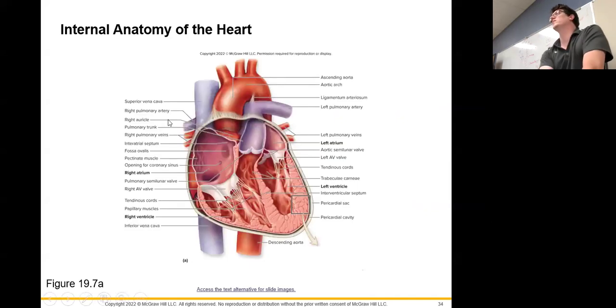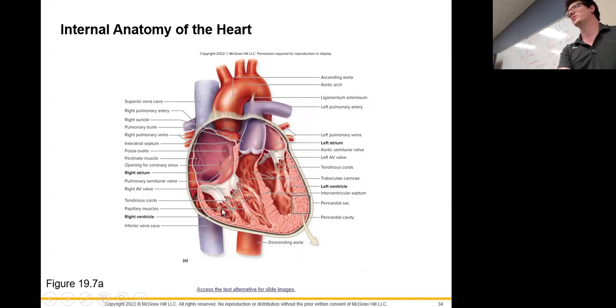All right, now we can go ahead and look at some of the other minor features, or at least smaller features. First off, we have our fossa ovalis here. This is basically going to be near the entrance for our coronary sinus, near our opening for our coronary sinus. So these are these areas right here. This is where blood is going to be entering the right-hand side of the heart.